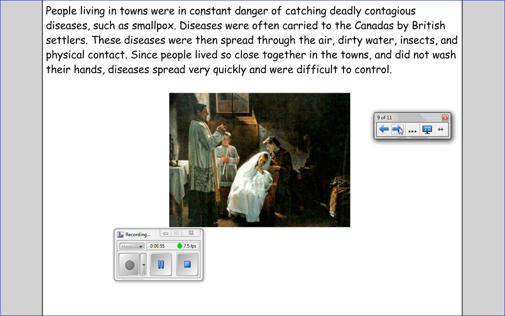People living in towns were in constant danger of catching deadly contagious diseases, such as smallpox. Diseases were often carried to the Canadas by British settlers. These diseases were then spread through the air, dirty water, insects, and physical contact. Since people lived so close together in the towns and did not wash their hands, diseases spread very quickly and were difficult to control.